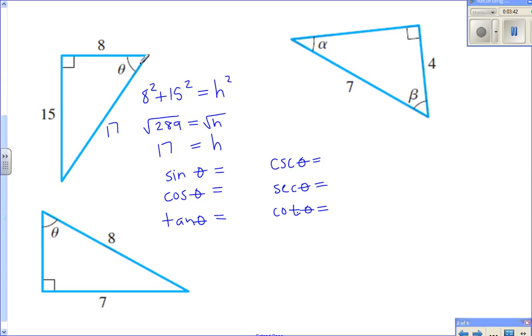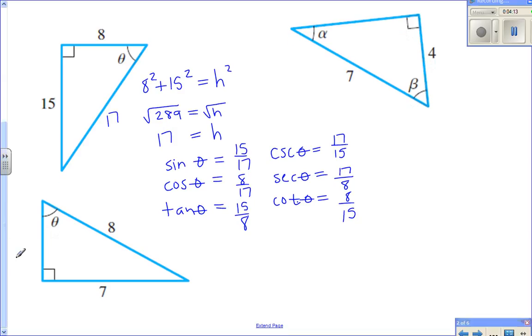So sine, again, from this angle theta, opposite over hypotenuse, so 15 over 17. Then adjacent over hypotenuse, so 8 over 17. And then opposite over adjacent, so 15 over 8. And then again, we just do the reciprocals of that to figure out our cosecant, our secant, and our cotangent. And you go ahead and do the next one down here.